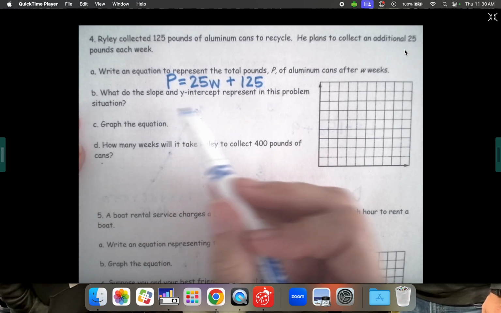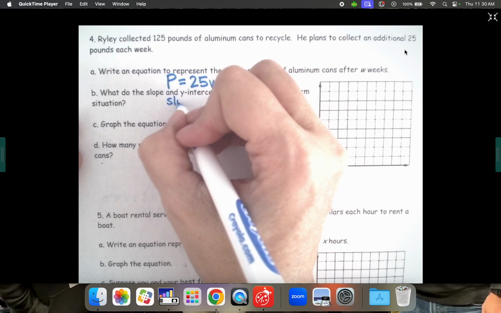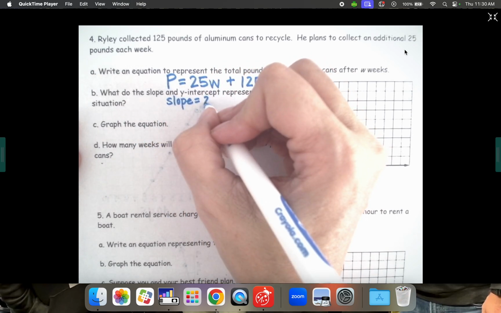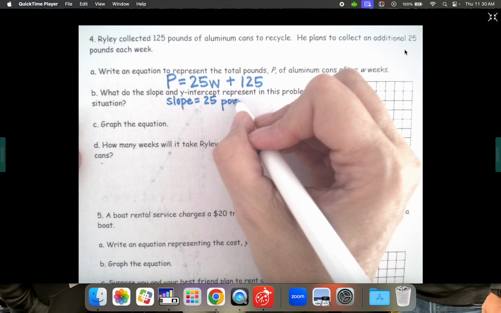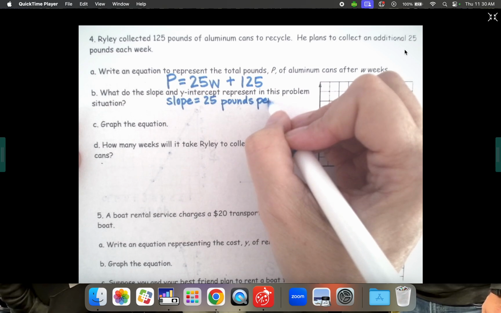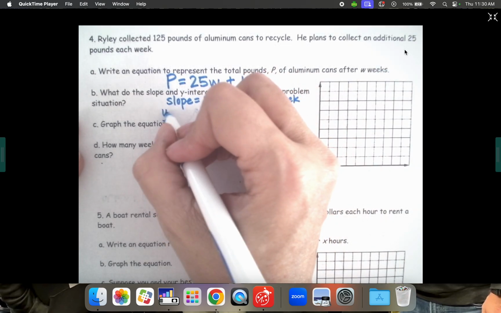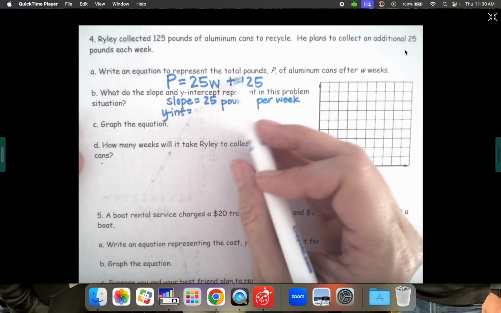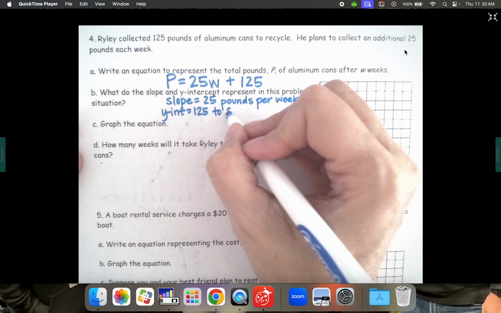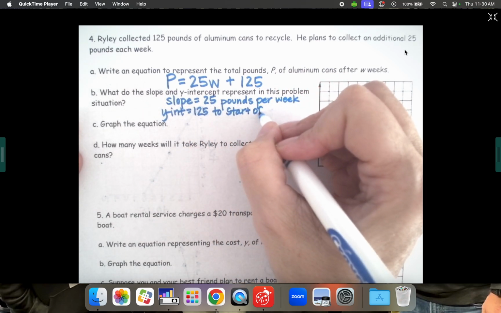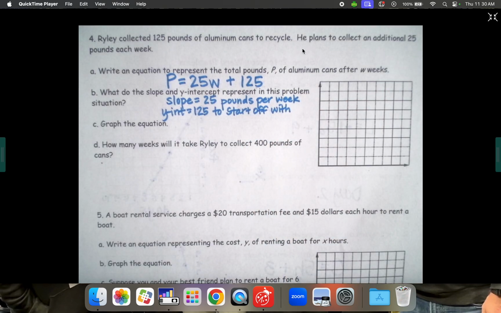Okay, what do the slope and y-intercept represent? The slope is 25, so that's the 25 pounds per week that he will be collecting. And then the y-intercept, that is the 125, and that means 125 to start off with. So he already started with that amount of cans. He's just going to add to it.